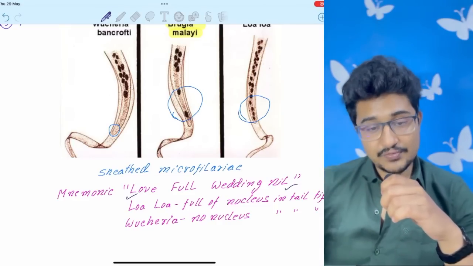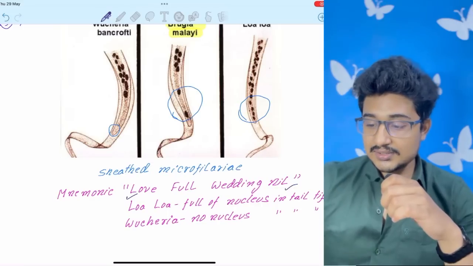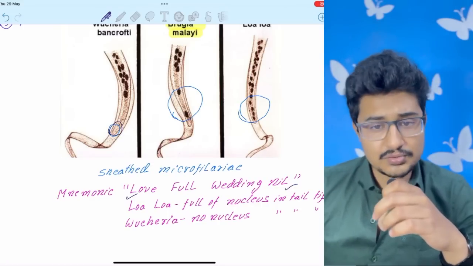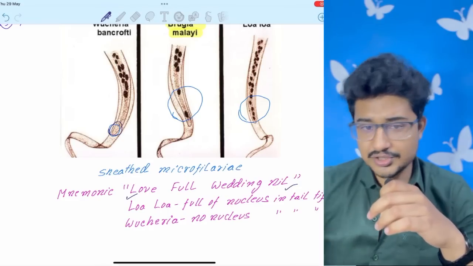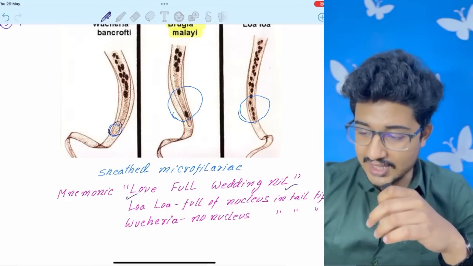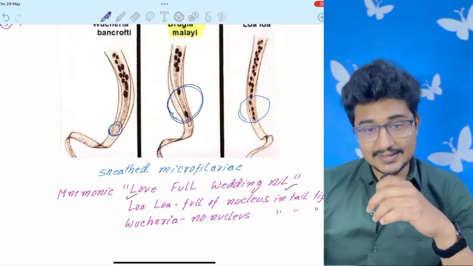So loveful, that is in Loa loa, it will be full of nuclei in the tail tip, and wedding nail, so in which area there will be no nucleus. Brugia, it is not mentioned, so it is in between. It will have two nuclei in the tail tip.